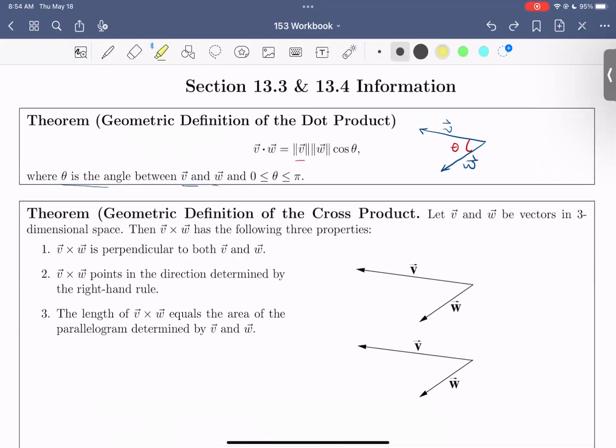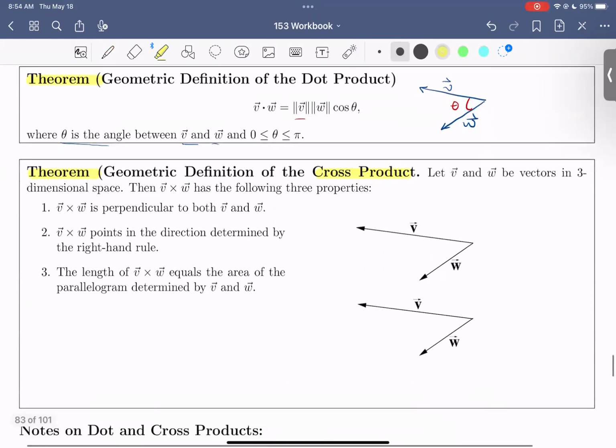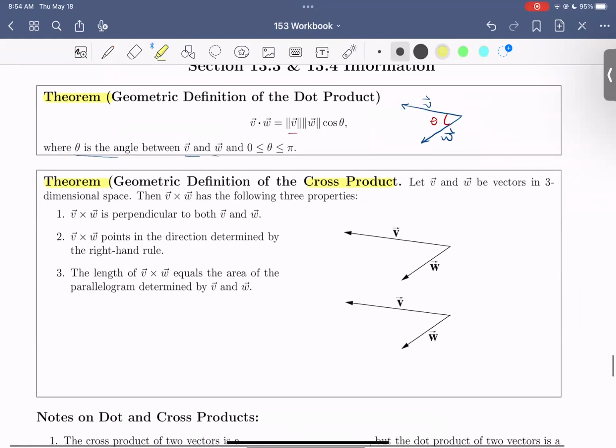And then in our next theorem, we have geometric definitions of the cross product. Here again, let v and w be vectors in three-dimensional space. Then v cross w has the following three properties. First of all, v cross w is going to be perpendicular to both v and w. We saw this in a previous example when we computed a cross product. Also, v cross w points in the direction determined by the right-hand rule.